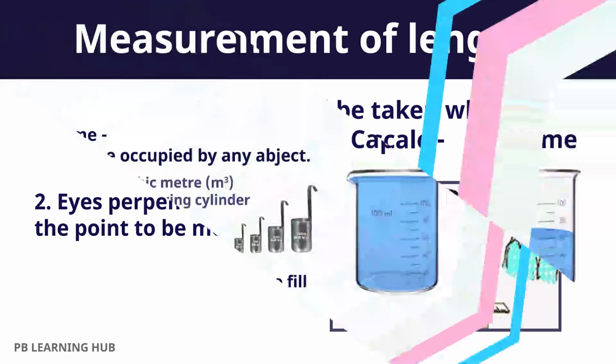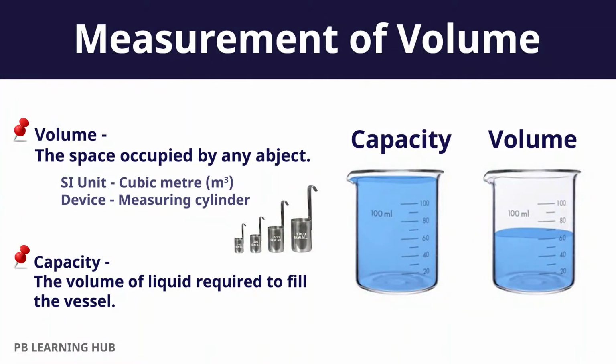Now next topic is volume and capacity. Students, look in this vessel. Here, the space occupied by water is called volume. It means the space occupied by any object is called volume, and the volume of liquid required to fill this vessel is called capacity.